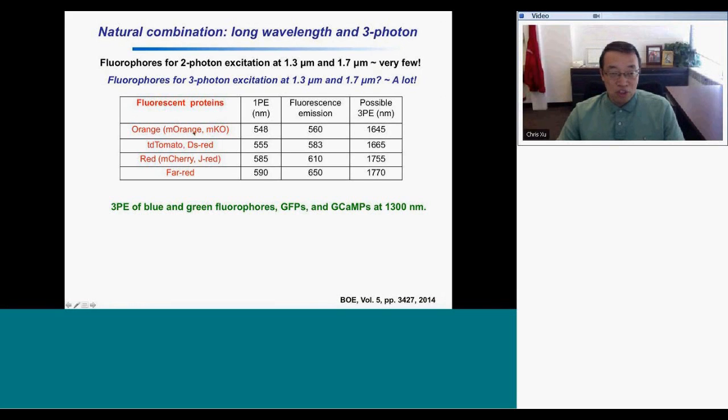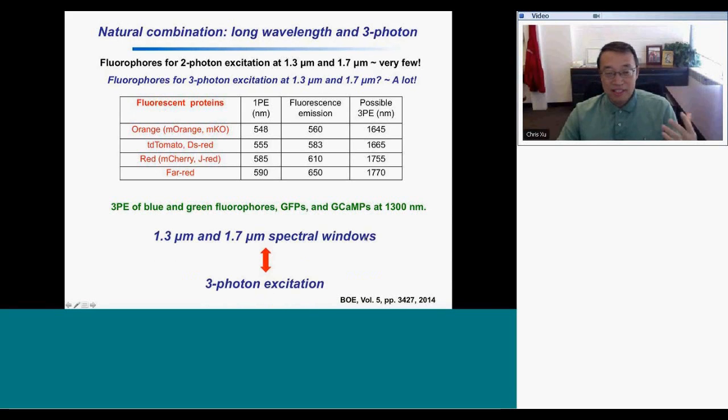And if you look at orange and red fluorophores, here we look at fluorescent proteins. Look at the wavelength: you multiply the 1 photon wavelength by 3, and you very naturally land in the 1700 nanometer spectral window. So in many ways we can say that if you want to use long wavelength and still be practical, you have to use 3 photon excitation. And if you want to do 3 photon excitation using conventional fluorophores, you naturally land in those 2 long wavelength windows. So they're very much synergistic ideas.